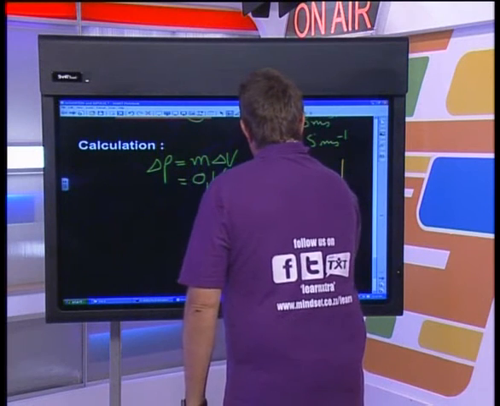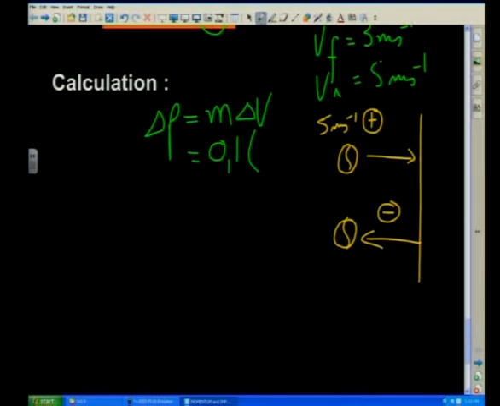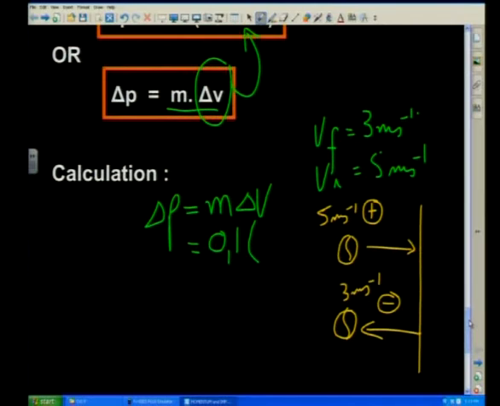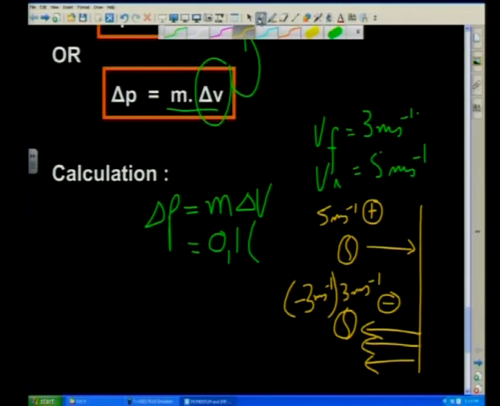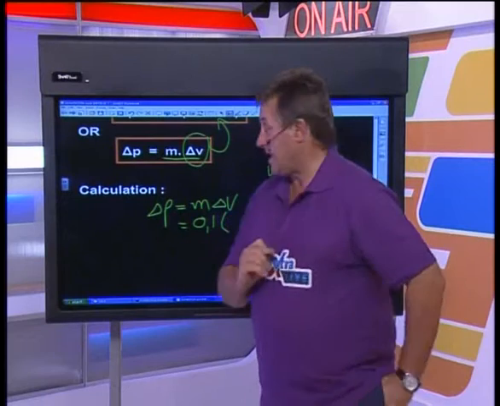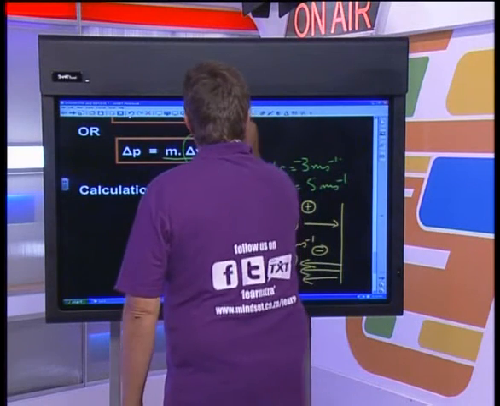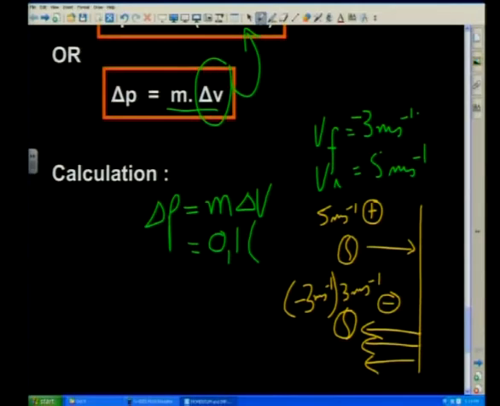So we have to take the vector aspect of momentum into consideration, which means if it's moving to the right in a positive direction, it's going to be moving to the left in the negative direction. Therefore, the final velocity, which is now moving away from the wall to the left, is going to equal minus 3 meters per second, which means, guys, that we have to put a negative value for our vf in the calculation. And therefore, when we substitute, I'm just going to move it over here to make it a little easier for you.